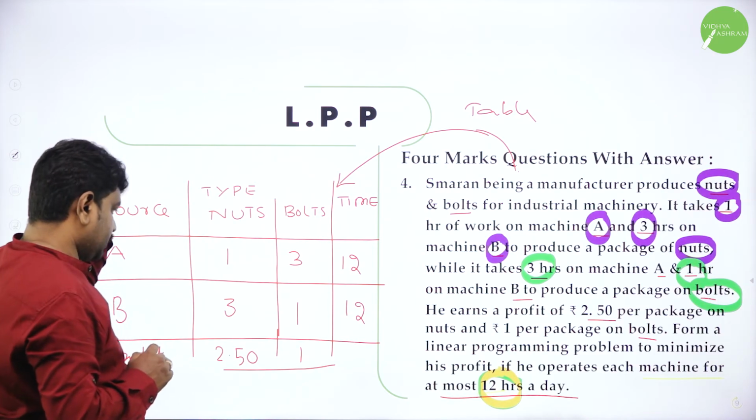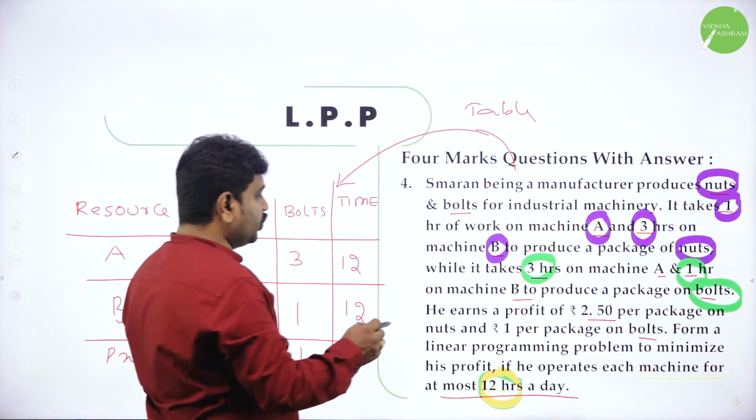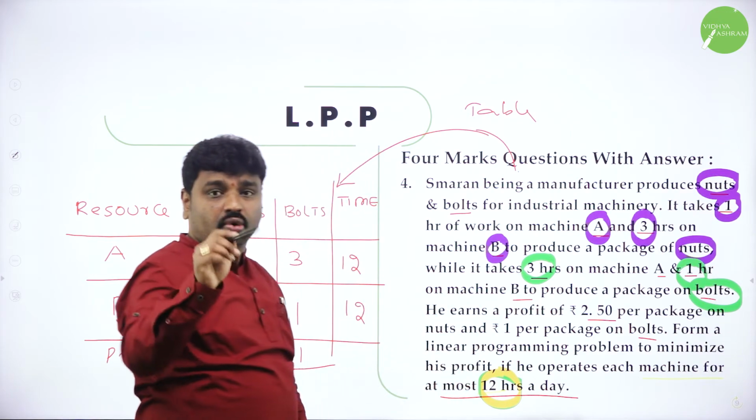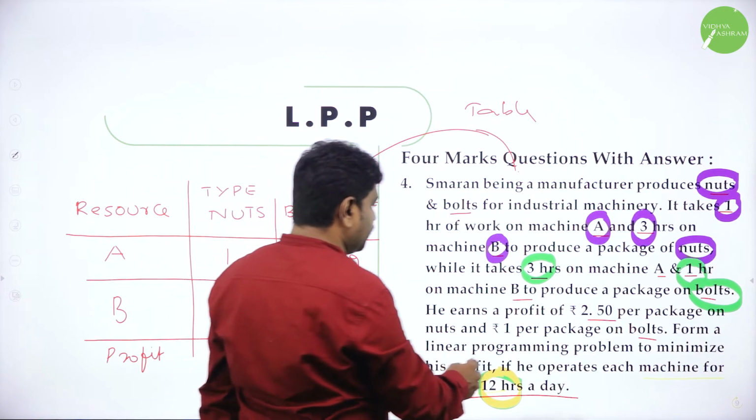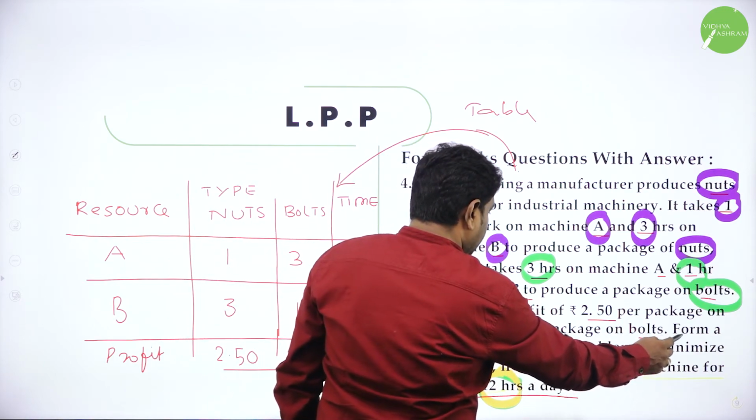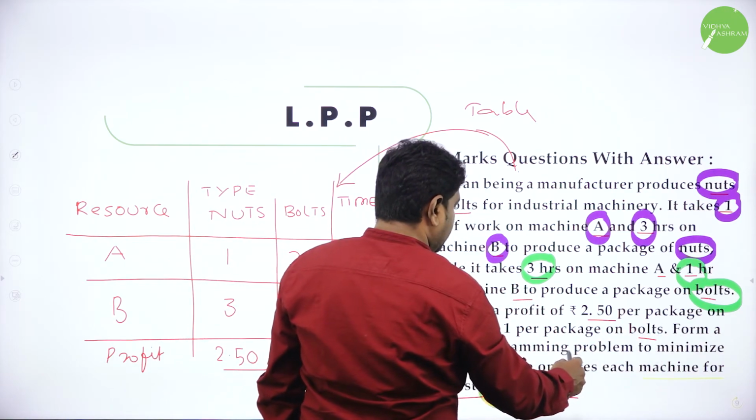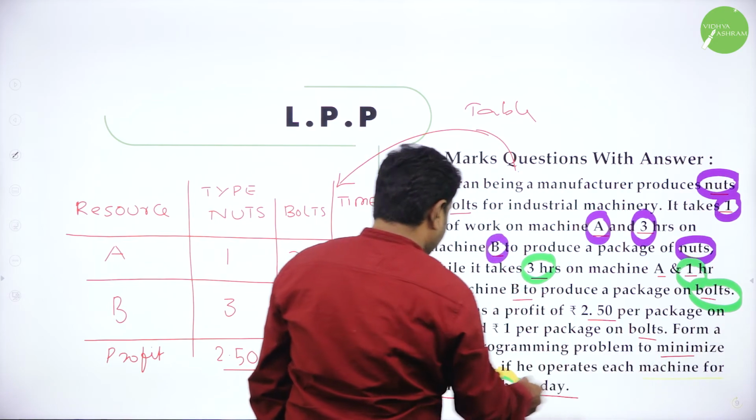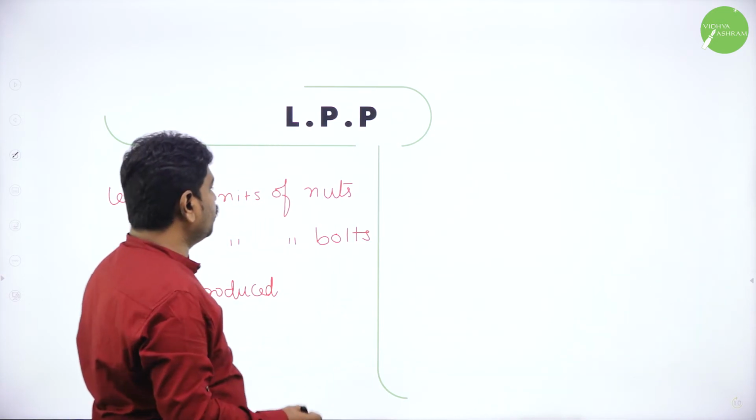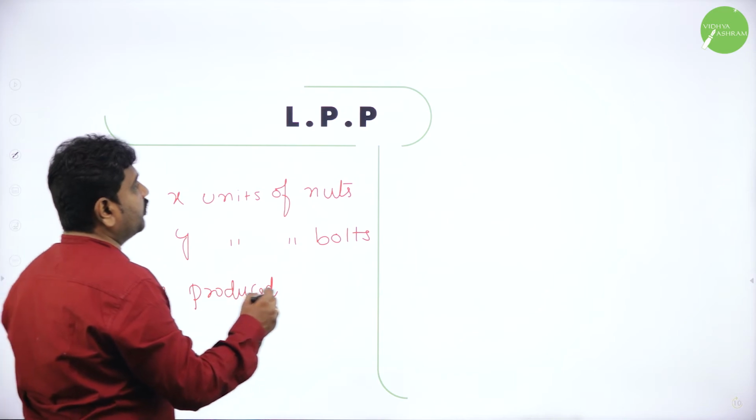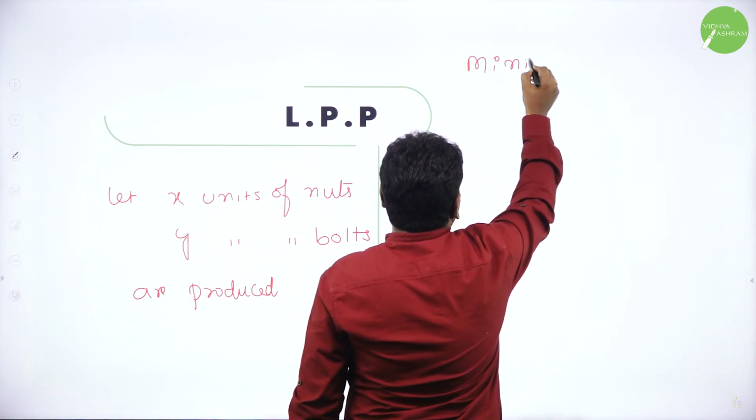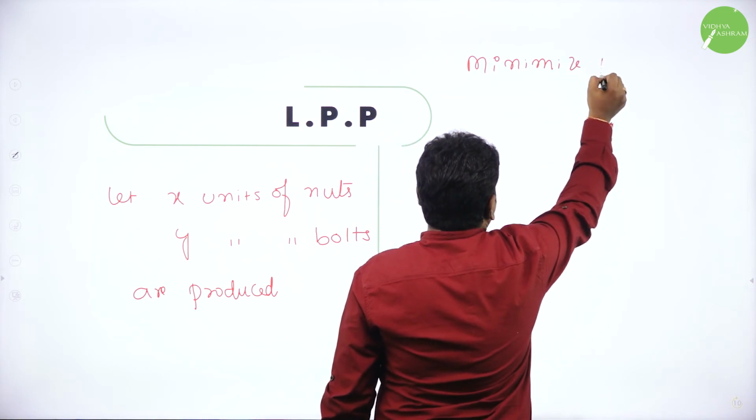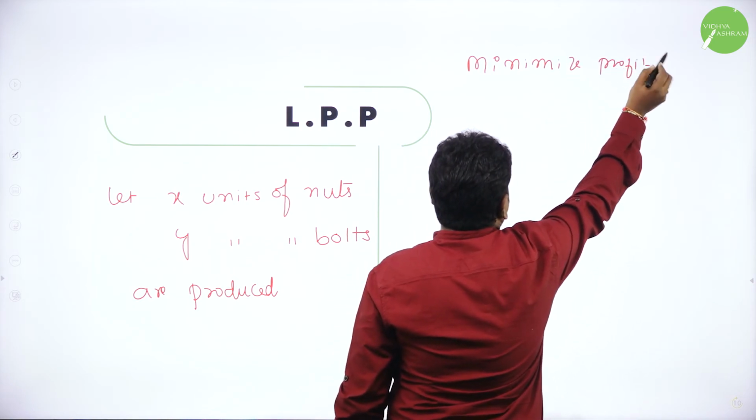Second thing, first you should write the unknowns, then you should write the objective function. What do they want you to maximize or minimize? When you read this linear programming problem, it says minimize profit. So the objective function is profit.